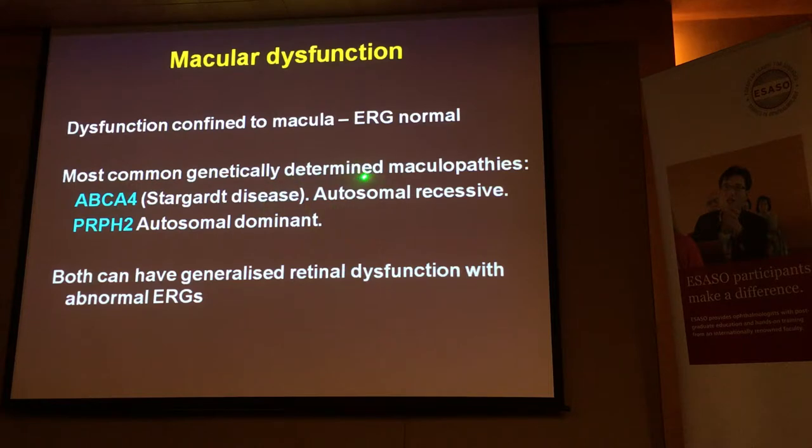In terms of the genetic determinants of maculopathy, ABCA4 and PRPH2, producing peripherin RDS disease, are by far the most common. This is recessively inherited, this is dominantly inherited. So it's really important that you establish inheritance patterns, because the risk for the child, of course, changes from 1 in 50 to 1 in 2. And both can have generalized dysfunction.